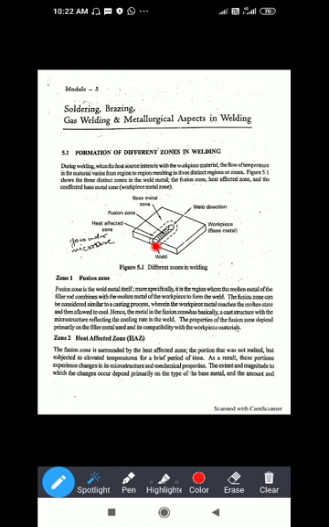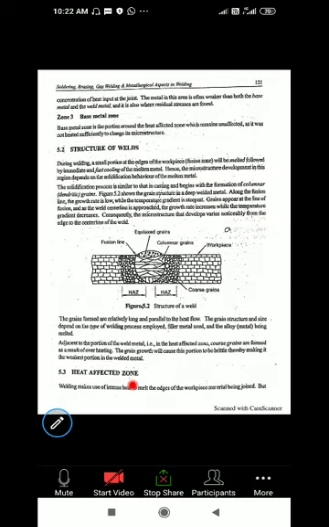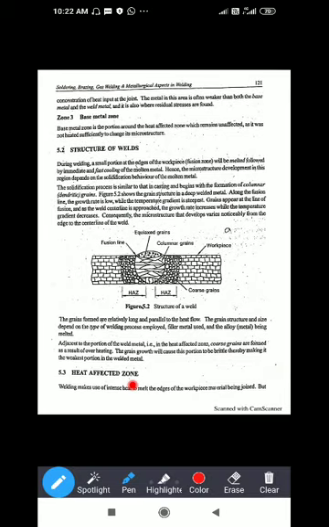The extent and magnitude of the changes depend primarily on the type of base metal. Due to the concentrated heat output, the metal in this area is often weaker than both the base metal and the weld metal, and more residual stresses are formed.